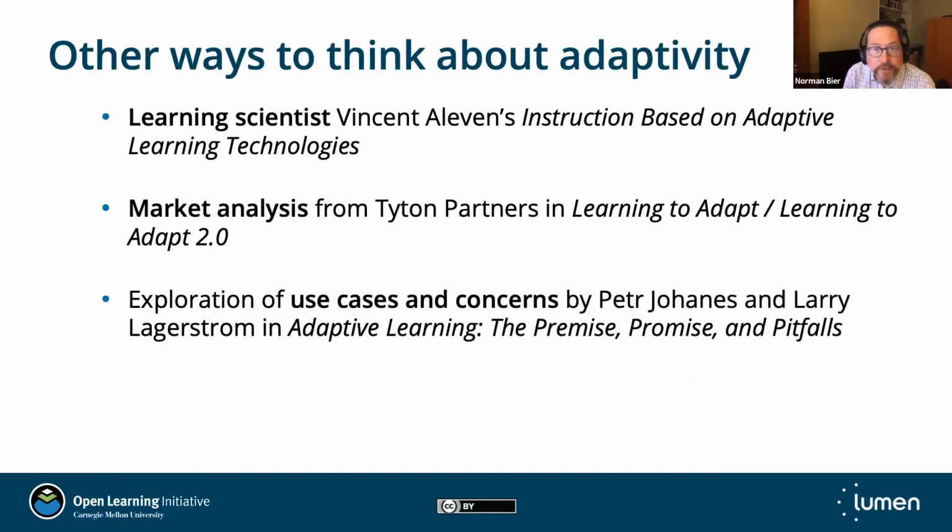The slides are going to be distributed after this, but if you're interested in some other ways to jump in and think about adaptivity, we've got a couple of examples here of how learning scientists have been approaching it, how some economists have been looking at the way that adaptivity has been changing in the market, and some folks down at Stanford who have some real concerns about where we might be headed with adaptive learning. So if this is interesting for you, there's lots more to read.